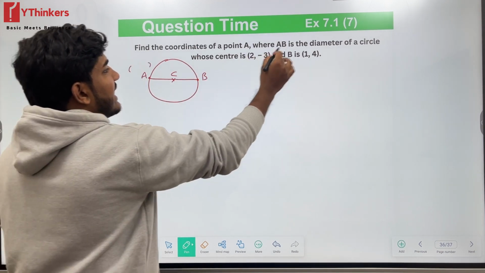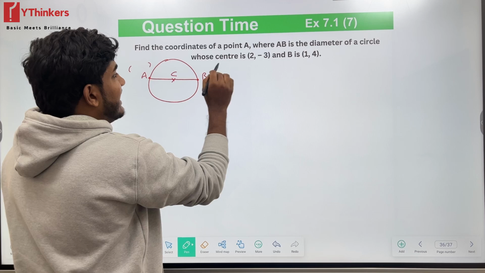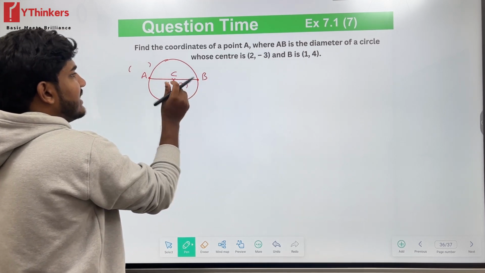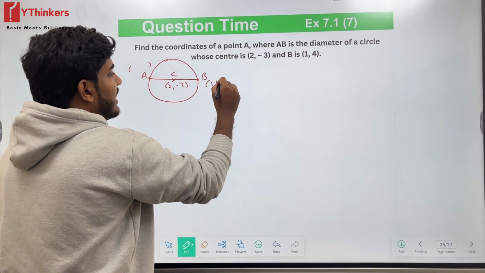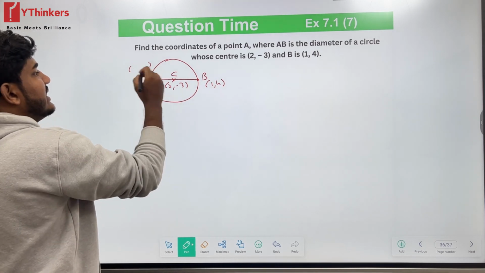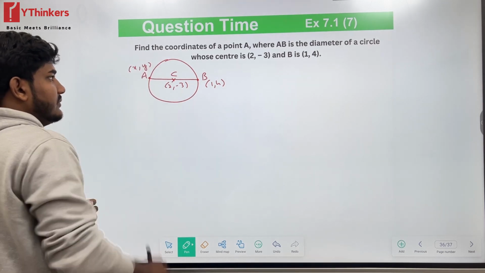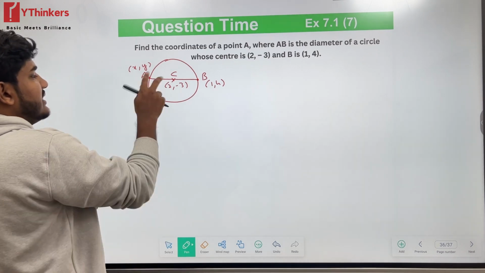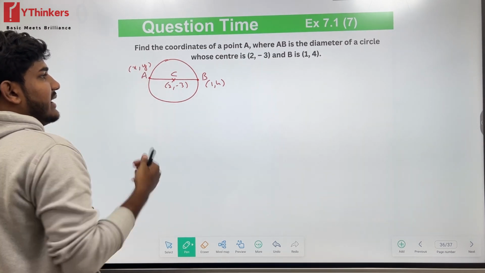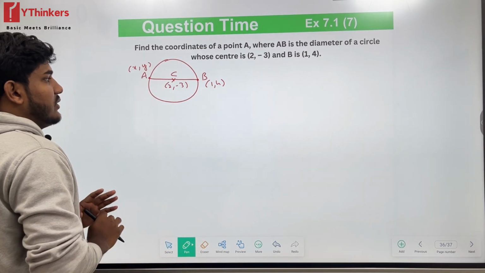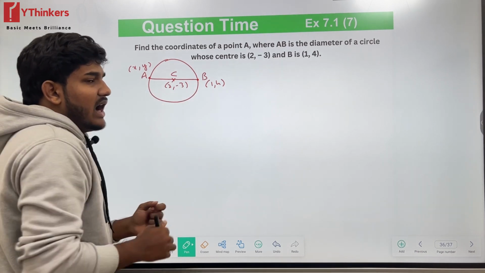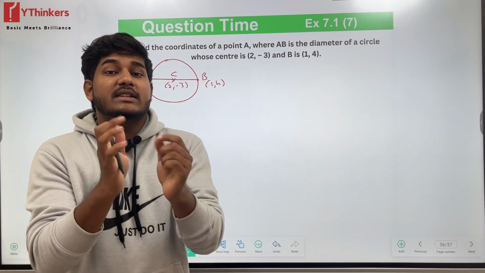Find the coordinates of point A. I don't know the coordinates of A. Where AB is the diameter, whose center is (2, -3), the center is given, and the coordinate of B is also given. And the coordinate of A is not given, so I'll assume it as (x, y). Because it is unknown, I'll assume (x, y). I don't know what the values of x, y are, and this is the thing given. Now how do I apply the section formula?